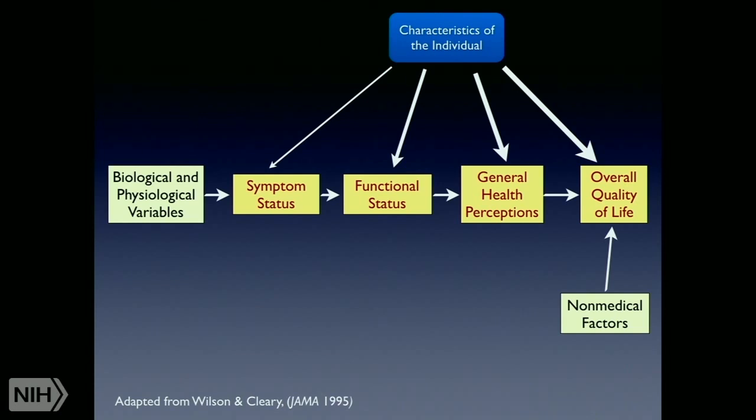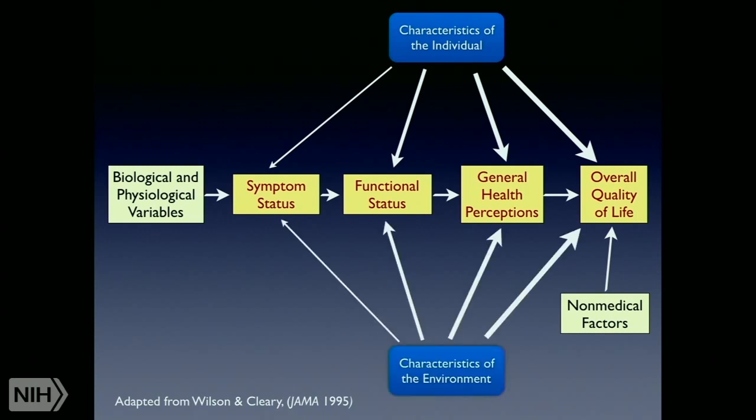Similarly, not only are there interesting characteristics about the individual that influence their symptom status, functional status, their general health perceptions, but there are also characteristics of the person's environment. Right? If you think about how much your functional status is affected by the physical environment you're in, it's quite profound, right? What types of supports are there?